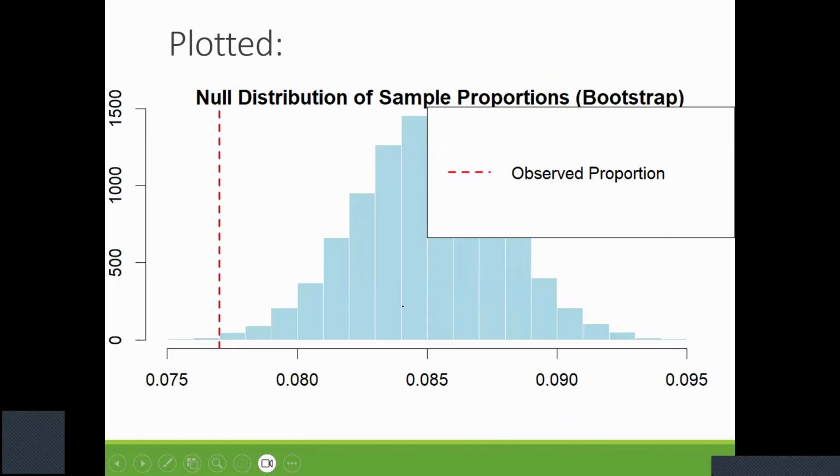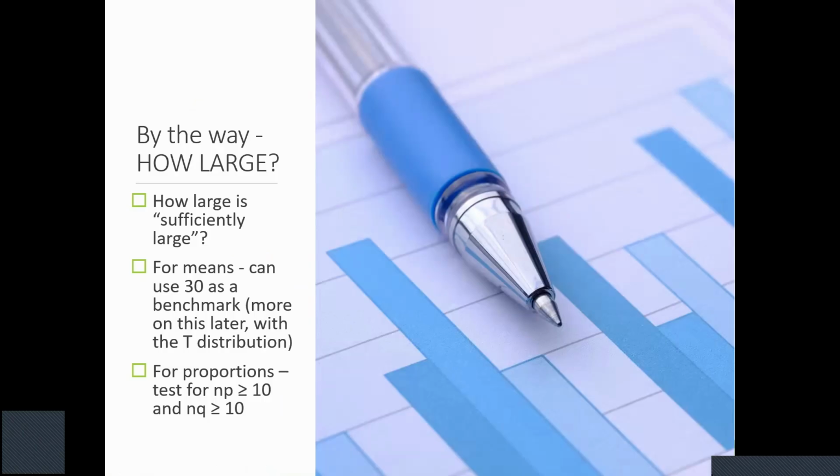This is what it looks like graphed, and you can see here that our observed 0.077 is indeed much more out in the tail where things are unusual, and we're only looking in the left tail in this case. So there you go. Now, by the way, remember we said way back at the beginning, if n, the sample size, is sufficiently large, then we can use the z-curve and all that. So how large is that?